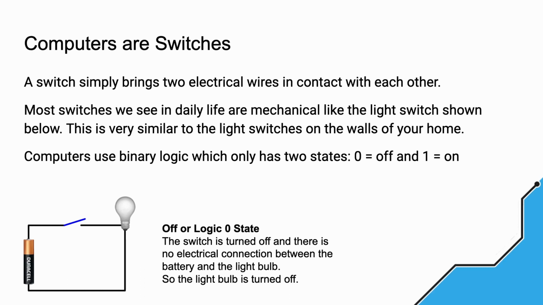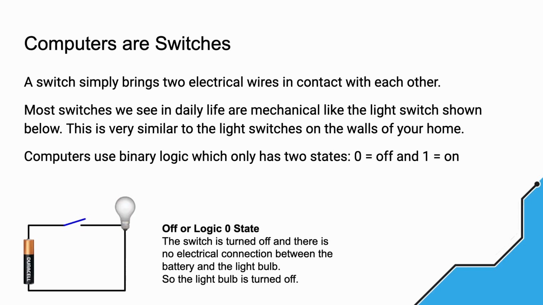Computers use binary logic, which only has two states: 0, which is off, and 1, which is on. So in the circuit shown in the diagram, the switch is open, no current is flowing, and the bulb is off. So we're at logic 0. If I close the electrical contacts, the current flows, the light turns on, and we're in logic state 1. So we have gone from logic state 0 to logic state 1.